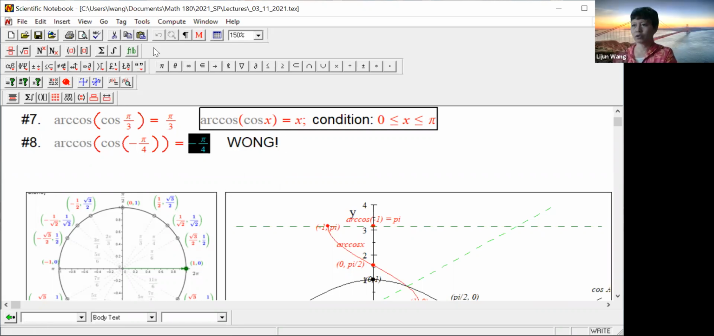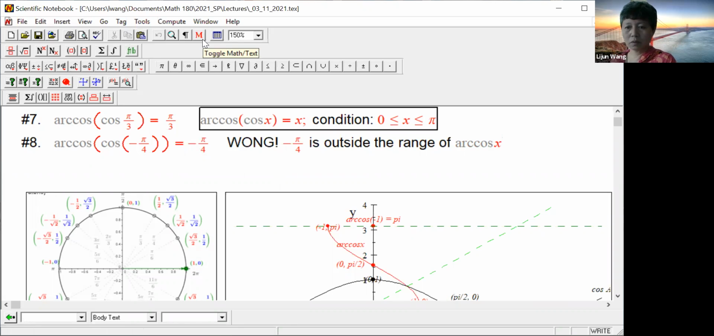Okay, negative pi over 4. This is a very common mistake. It is outside the range of arc cosine. The range of arc cosine is between 0 to pi. If you have an answer outside the range with the proper number in the domain, you're always wrong. That's very easy to grade for me.